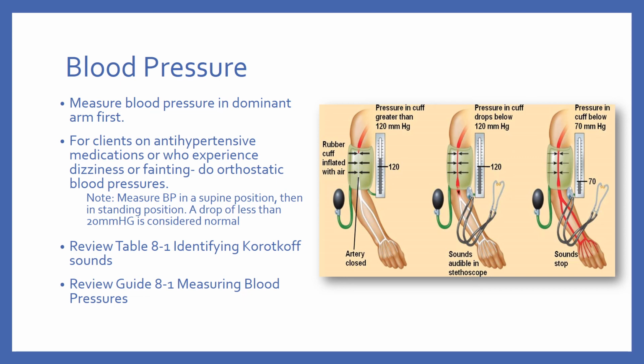Release the bulb and allow the client's arm to rest for a full minute. Then place the stethoscope over the brachial artery. Inflate the cuff 30 millimeters of mercury above the point at which the radial pulse disappeared the first time. Release the pressure slowly, about 2 millimeters per second, by turning the valve in the opposite direction while listening for the Korotkoff sounds.